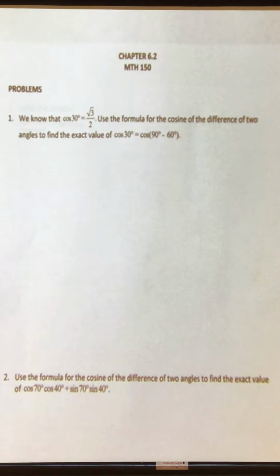Section 6.2 exercises. Problem 1. We know that the cosine of 30 degrees is equal to the square root of 3 divided by 2. Use the formula for the cosine of the difference of two angles to get an alternate way to express the cosine of 30 degrees to be root 3 over 2.